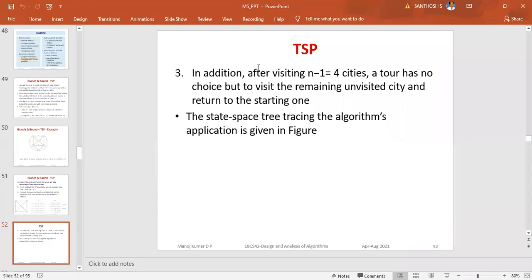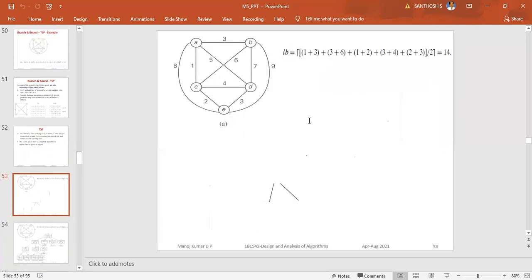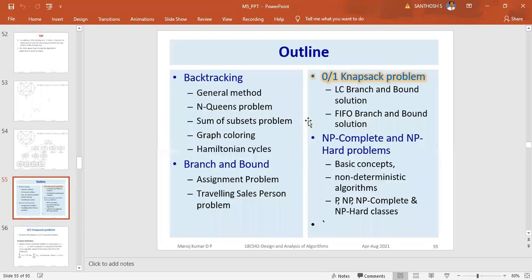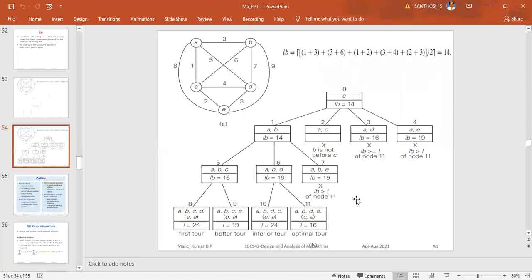In addition, after visiting n-1, that is 4 cities, a tour has no choice but to visit the remaining unvisited city and return to the starting one. The state space tree tracing is shown in the figure. So this is the state space tree that we can see.